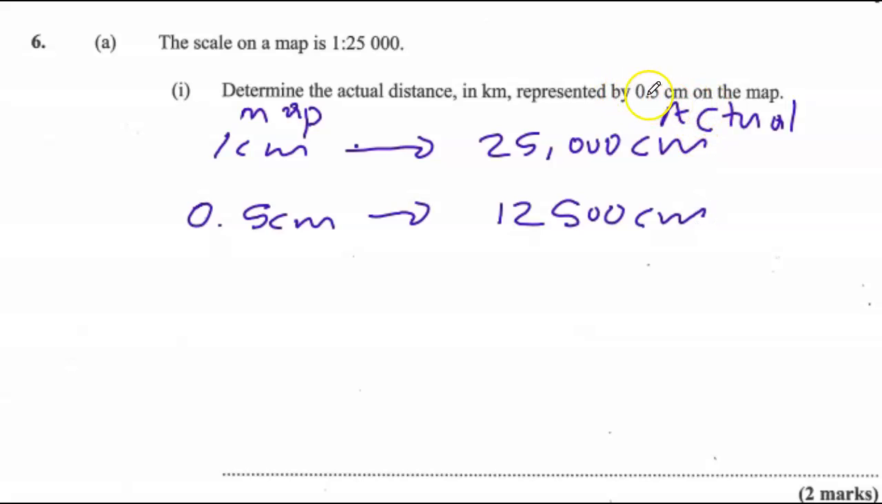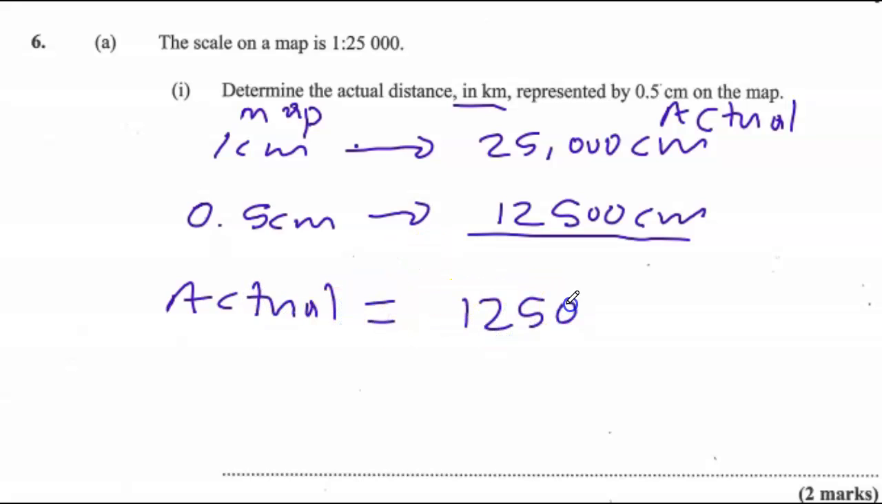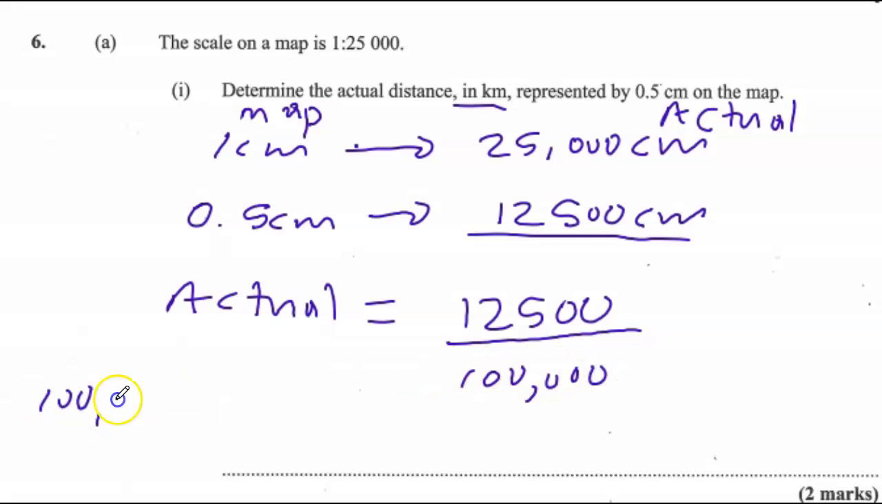But note you're asked to convert the actual distance to kilometers. So you have to convert this into kilometers. So the actual is 12,500. How many centimeters make a kilometer? 100,000, right? So 100,000 centimeters is a kilometer. And that's how we convert it. So we're converting 12,500 centimeters to kilometers. And that would give us what now? 12,500 divided by 100,000.